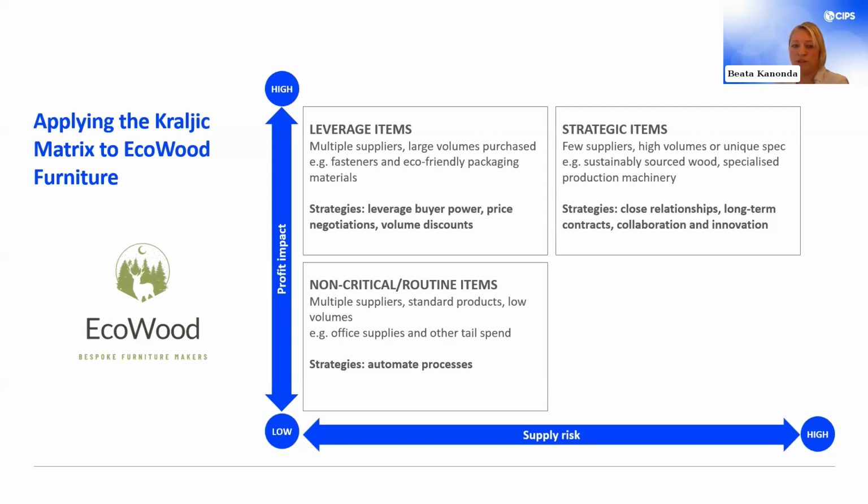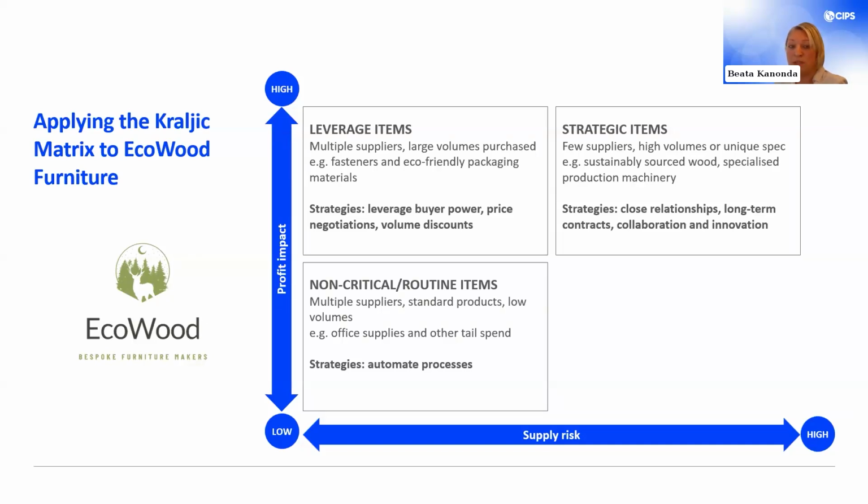The goal with non-critical and routine items is to minimize the time and effort spent managing them. EcoWood can try and automate procurement processes by using e-procurement systems to handle those routine purchases with minimal manual intervention. They could also consider setting up blanket orders for recurring purchases, reducing the administrative burden. EcoWood could try innovative solutions like outsourcing procurement of these items to third-party vendors or use purchasing consortia to obtain bulk discounts with minimal effort.